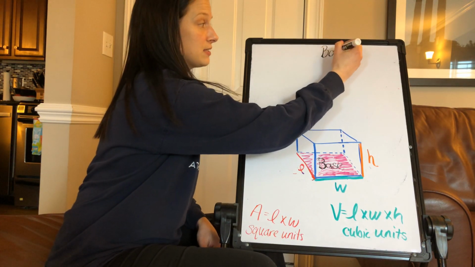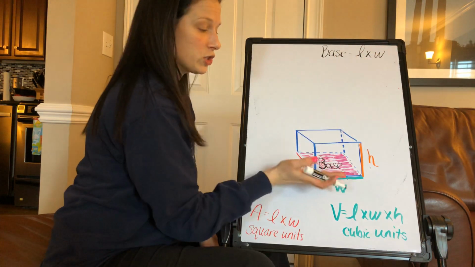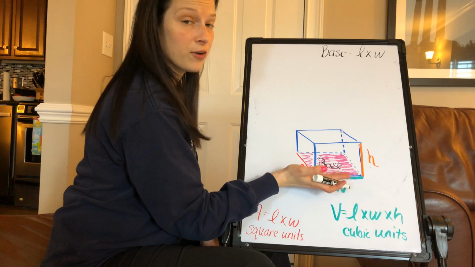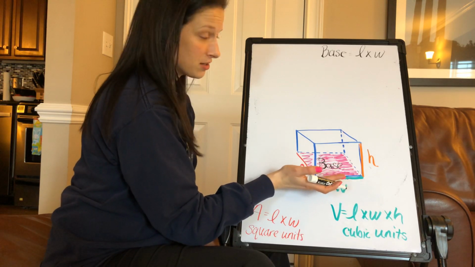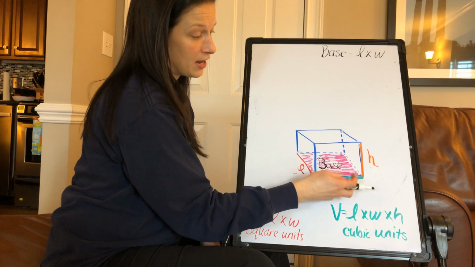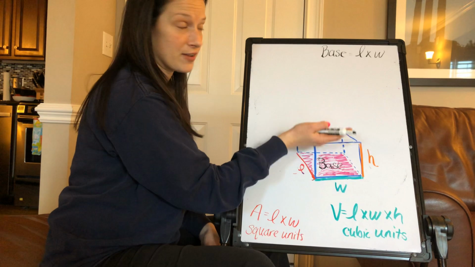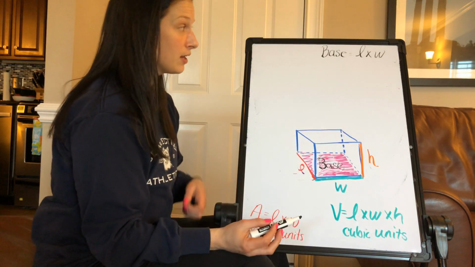So base is length times width, which just means the area of the bottom layer of the box. Okay? So we have a bottom layer here, and then the height determines how many layers of that base we're going to make. Okay?